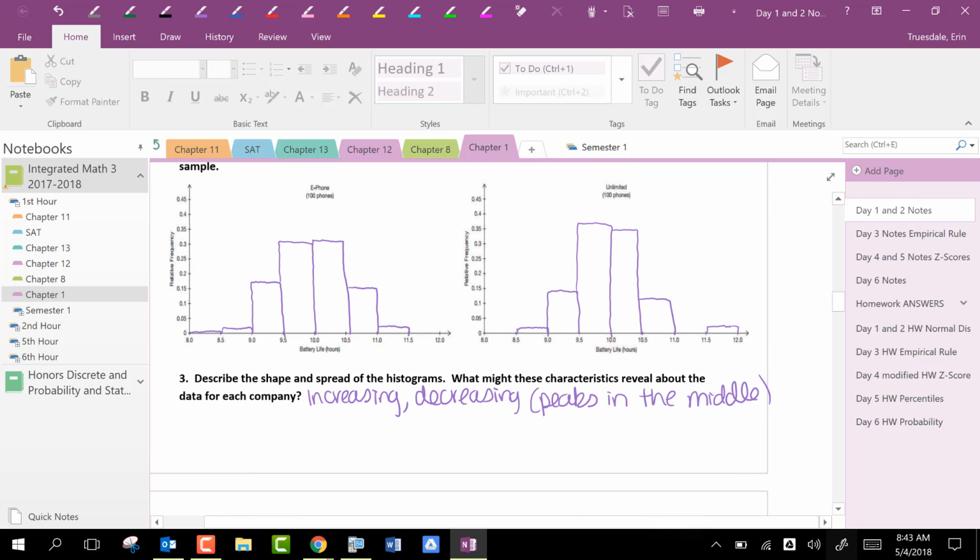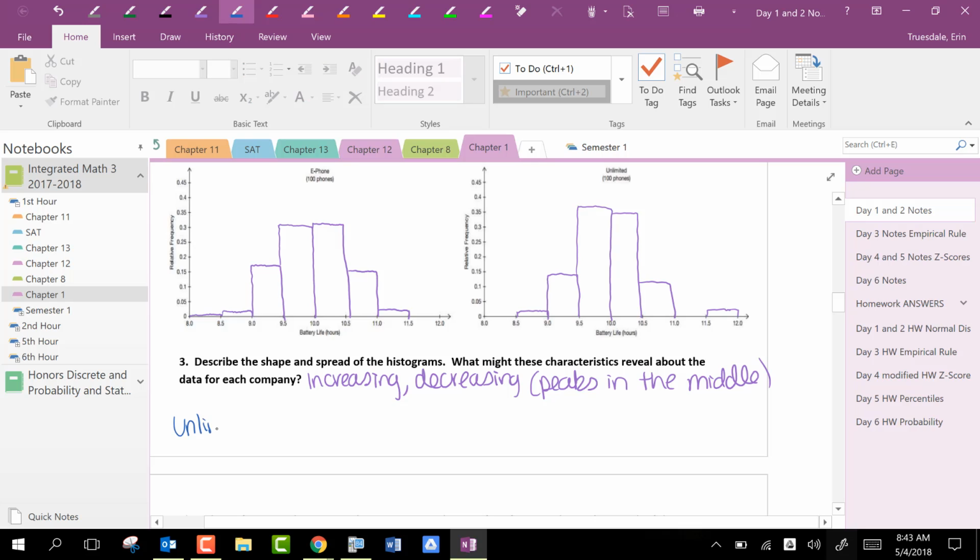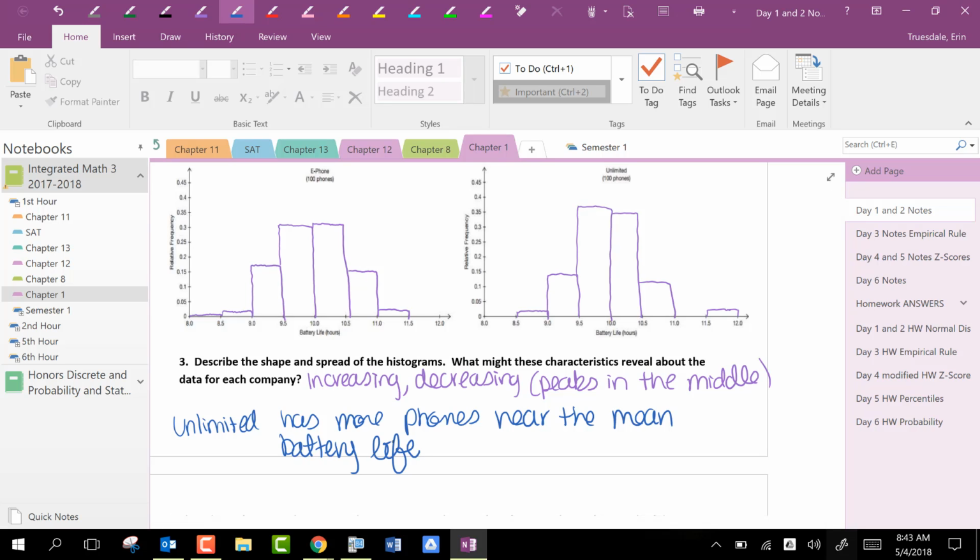Okay, so if we were to say that the 10 was the mean or the average phone battery life, then we would say unlimited has more phones near the mean battery life, because this is higher peaked in the middle here, the 10. More of their phones fall near that mean battery life than that company.